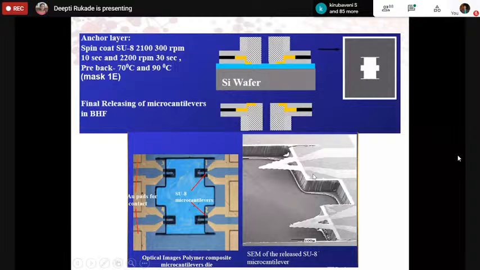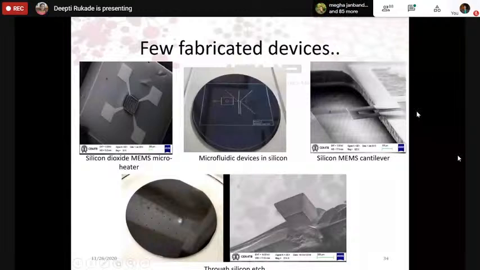This imaging is also carried out at IIT Bombay. Similarly, we have fabricated many similar kinds of devices. To name a few, these are a few structures that we have fabricated at IIT Bombay. We have the silicon dioxide microheaters. We have microfluidic channels. Then we also have a MEMS cantilever. And this is what I was talking about, through-and-through etch using deep RIE. So you can see the small holes. This is nothing but through-and-through etch in silicon.